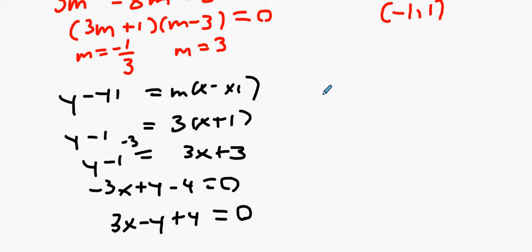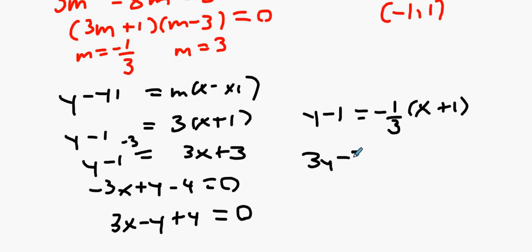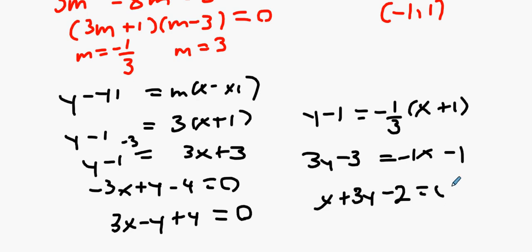Next, we're going to do the third this time, so it's going to be y minus 1 equals minus a third times x plus 1. 3y minus 3 equals minus 1x minus 1. x plus 3y minus 2 equals 0. Alright, who got them out? Alright, done.